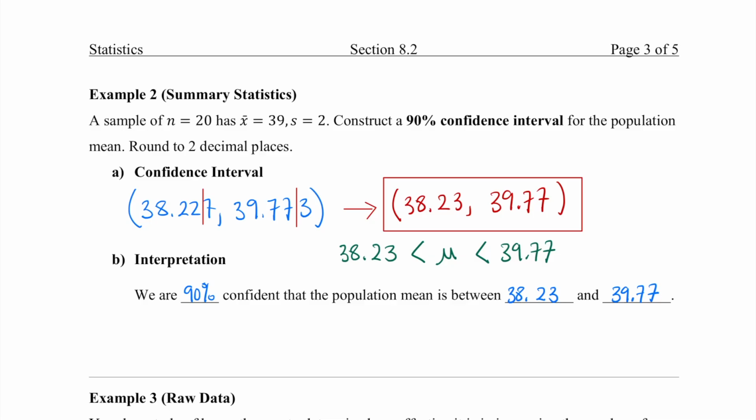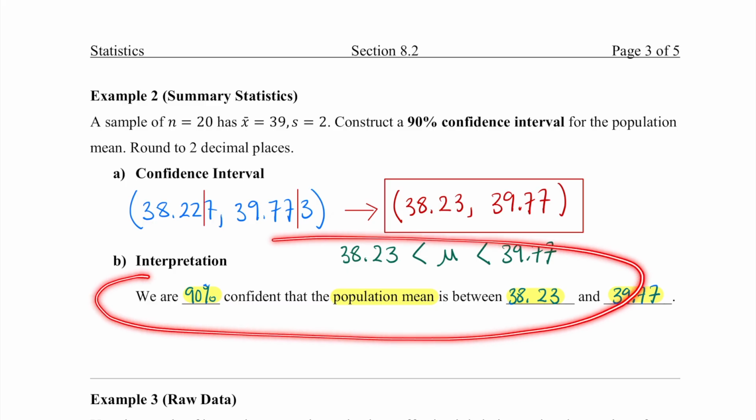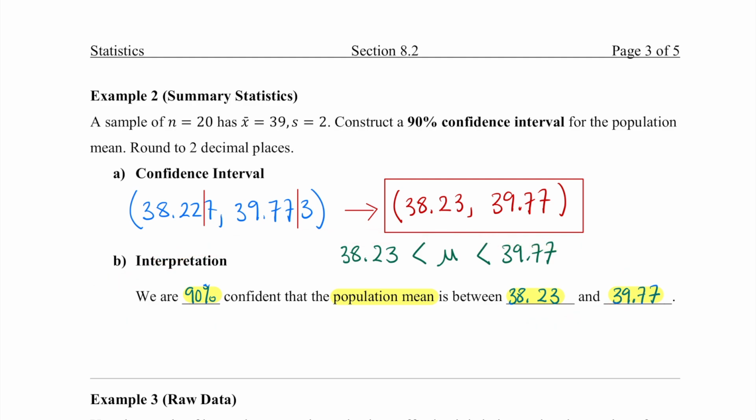Notice that we always include 3 pieces of information: the confidence level, the population parameter we are estimating, and the lower and upper bounds. You can use this same sentence structure for almost every confidence interval problem. Just replace the confidence level and the two endpoints.